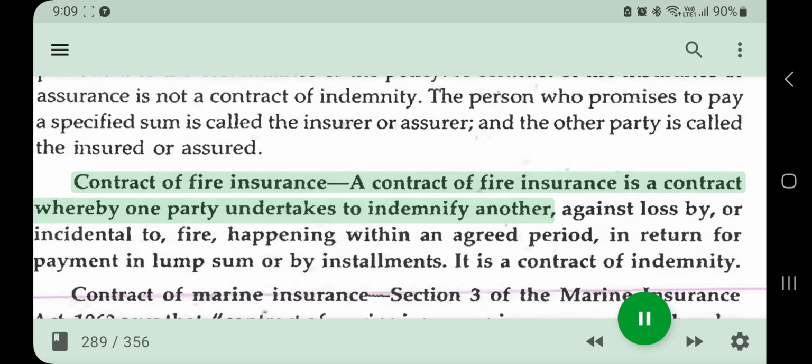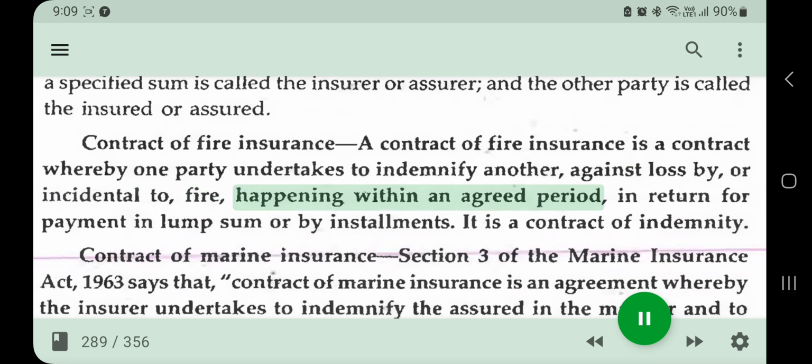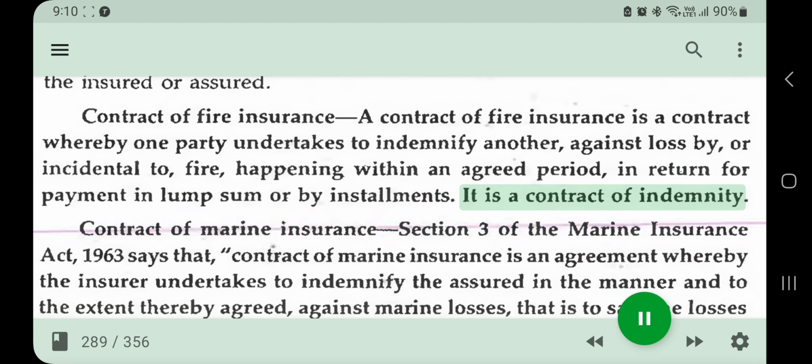Contract of fire insurance. A contract of fire insurance is a contract whereby one party undertakes to indemnify another against loss by, or incidental to, fire, happening within an agreed period, in return for payment in lump sum or by installments. It is a contract of indemnity.